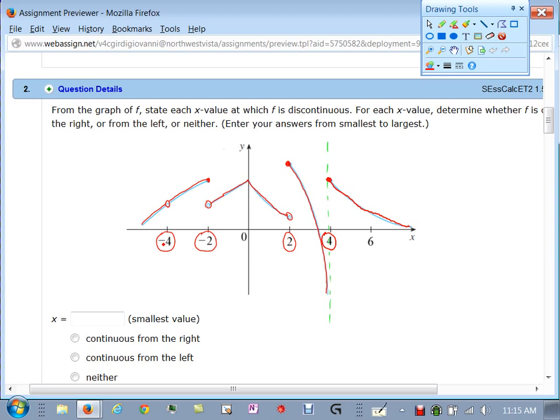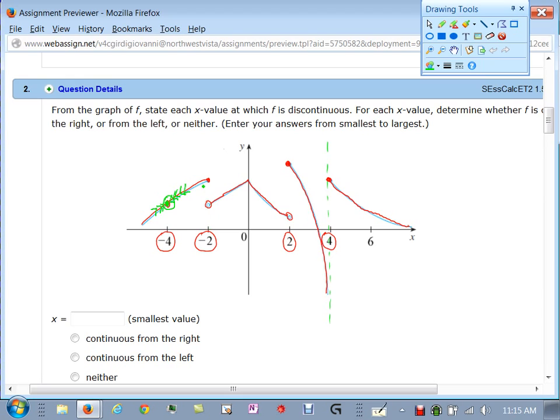So let's first talk about -4 and whether it's left continuous or right continuous there. For it to be continuous, as we approach that discontinuity, we need our function to be defined there. So I would need this to be solid as I come in from the left, which it is not. It's an open circle, so it is not continuous from the left. From the right, same thing. I'm approaching some value, but I have an open circle there, so it's not defined. Because there's a hole, I cannot be continuous from the left or the right, so it's neither.